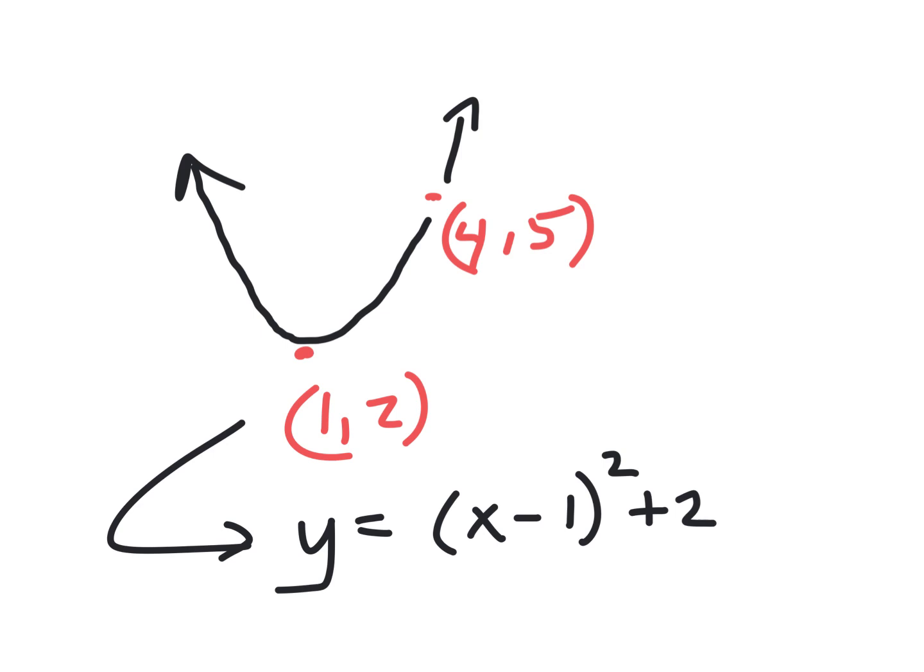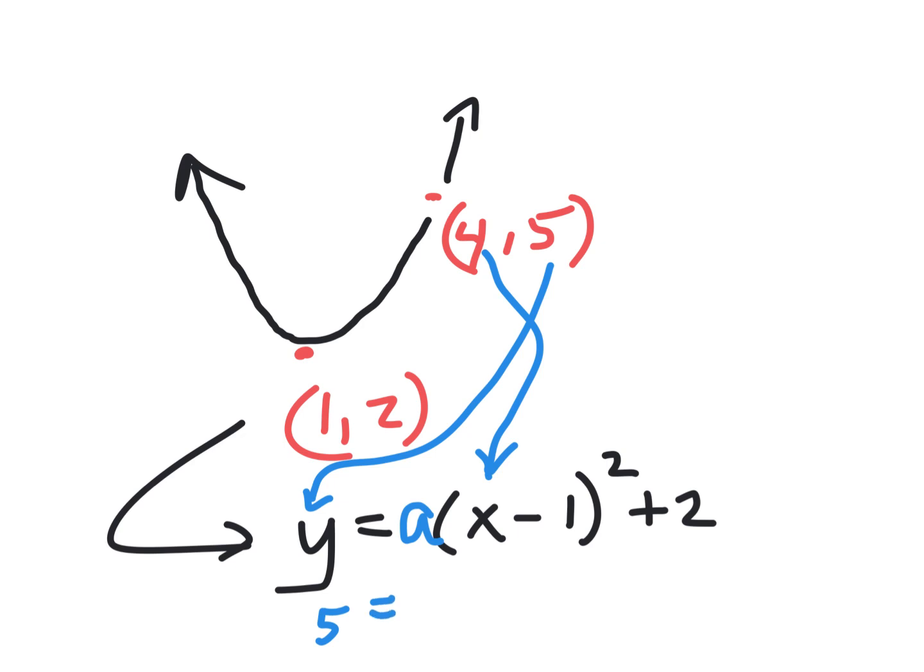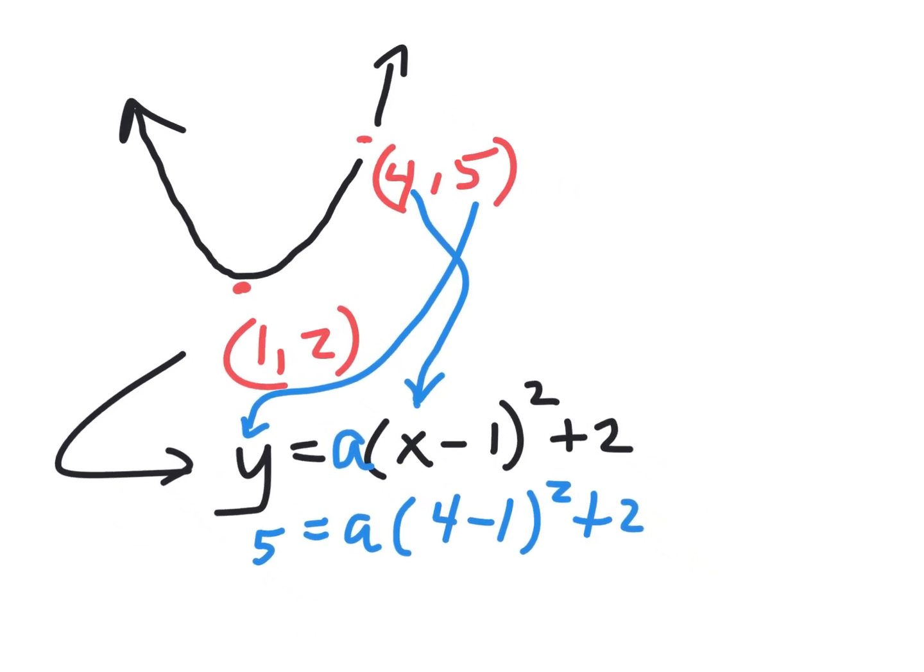And now the only thing I don't know is the letter A. So I'm going to put an A right here. And so far, have I used the 4 comma 5 at all? Did I ever use the 4 or the 5? No, so this is the time to use it. Dominic, where do you think I should put it? 4 in the X spot. And 5 in the Y spot. So this is 5 equals A, 4 minus 1, squared plus 2. Simplify that and solve that.